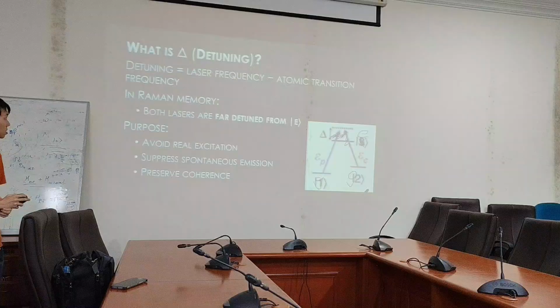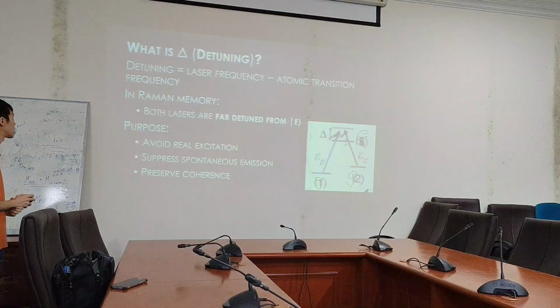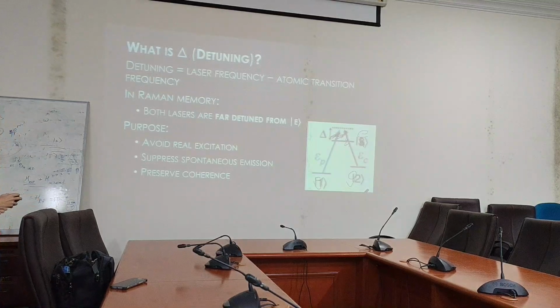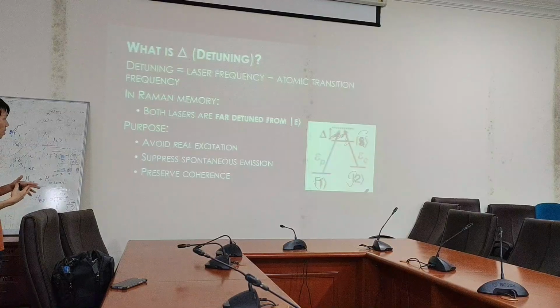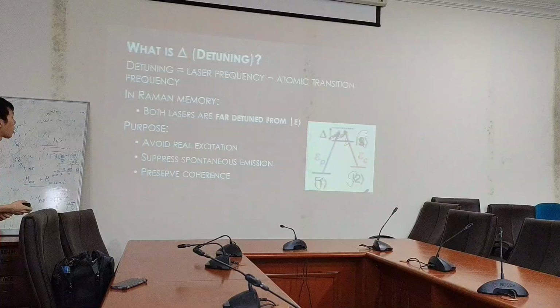And then what is detuning? Detuning is the laser frequency minus the atomic transition frequency. In Raman memory, both lasers are far detuned from E, which means the original excited state. The purpose is to avoid real excitation, suppress spontaneous emission, and preserve coherence.